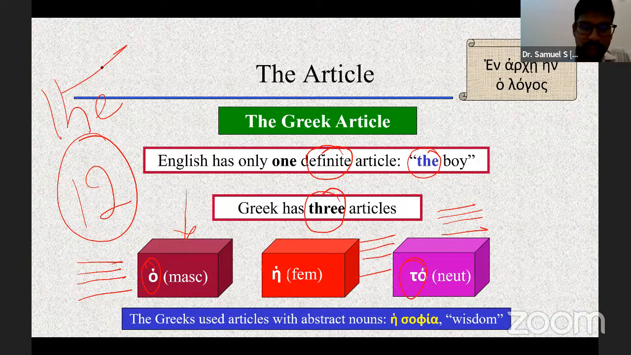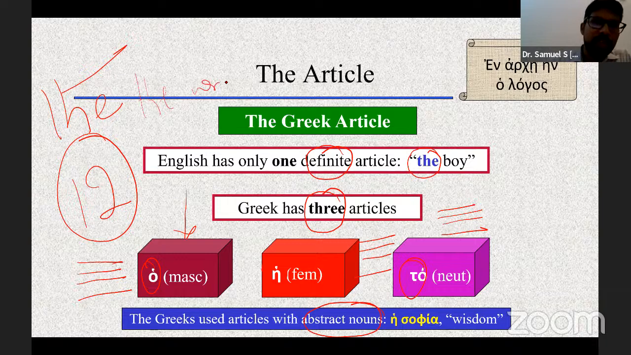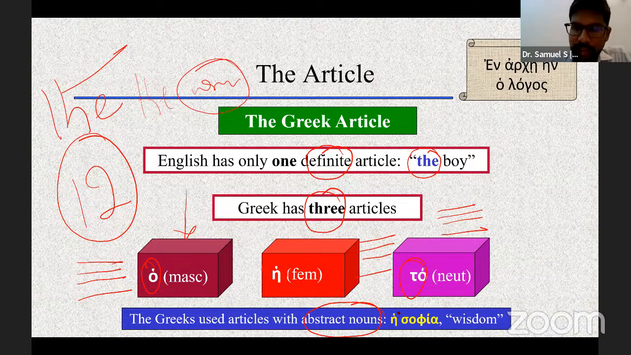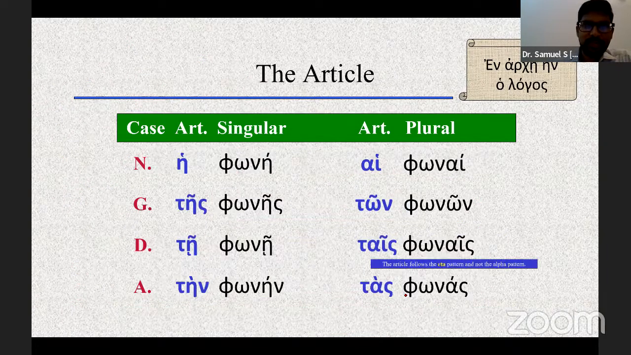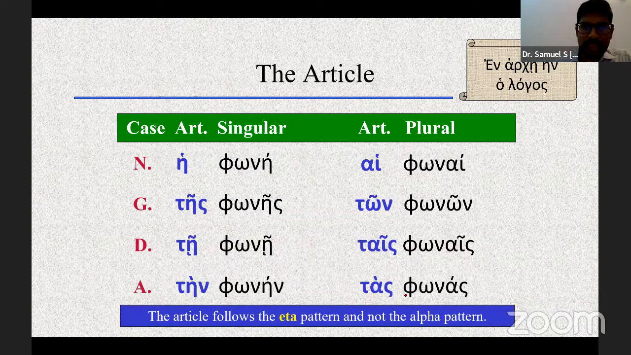The Greeks used articles with abstract nouns also. In English, we would never say "the wisdom." It's very abstract, right? But in Greek, there is an article even for abstract nouns. Okay? The article follows the eta pattern and not the alpha pattern.